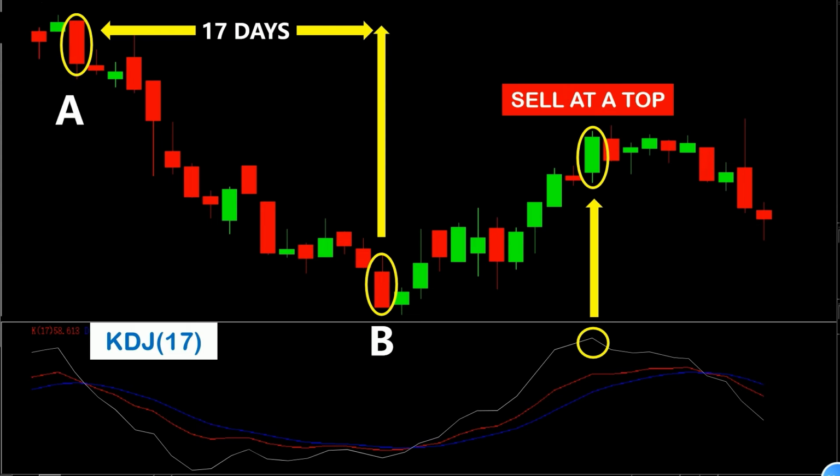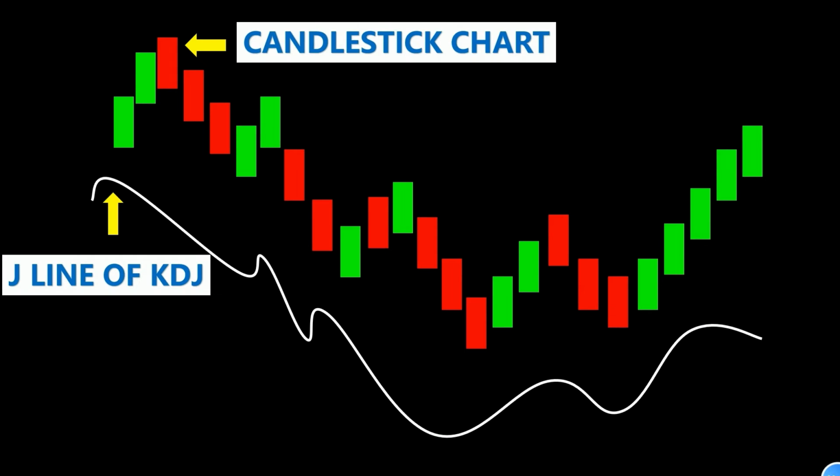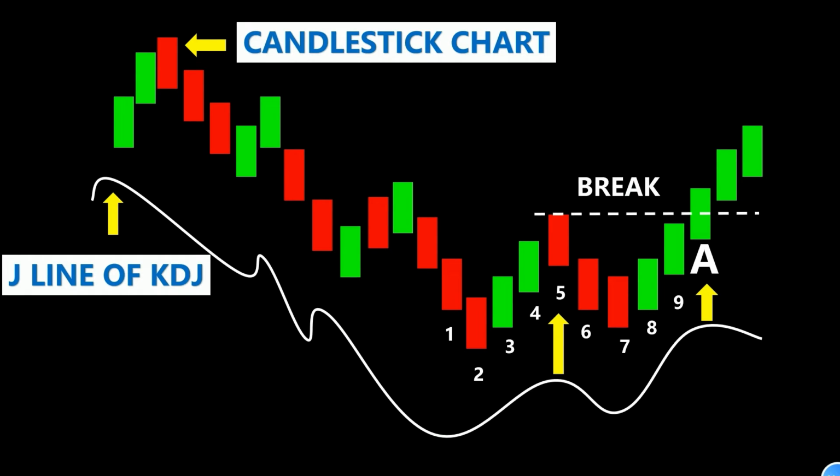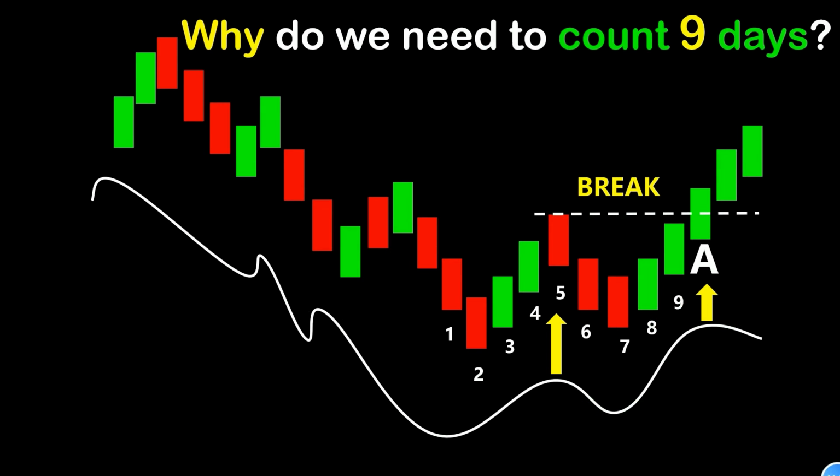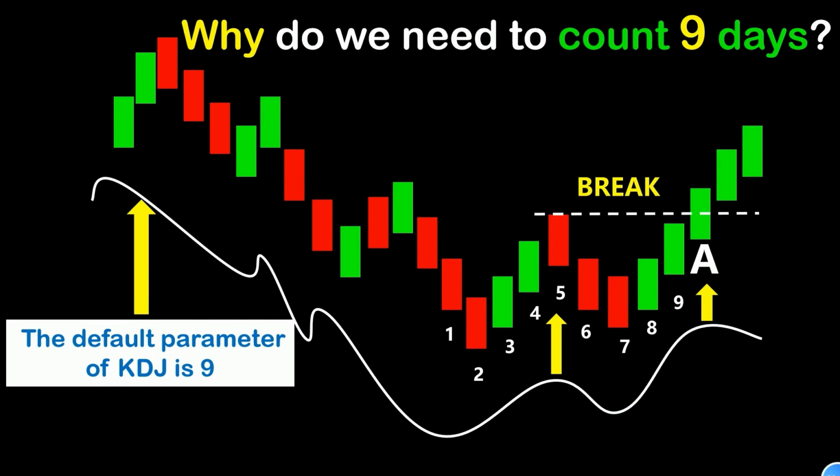Now is the key point. Look at this graph. Pay attention to point A. Count 9 days ahead of A. The closing price of A is higher than the highest price of the previous 9 days, which is actually the 5th day. Why do we need to count 9 days? Because the default parameter of KDJ is 9.